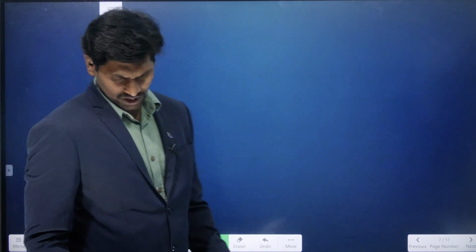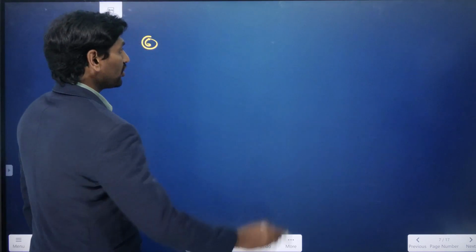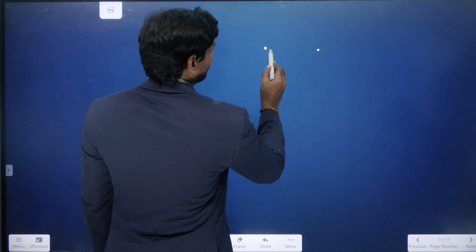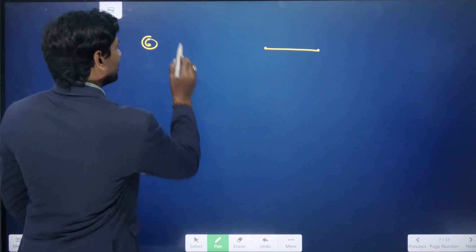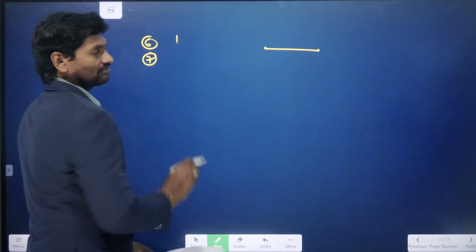6th problem. These are only statement type questions, that's why I am just reading here. Four statements are given. Let us see this. The first statement: the number of line segments that can be drawn with a given initial point and passing through one more point. How many line segments can be drawn? Through 2 points, we can draw only one line segment. Only one line segment.